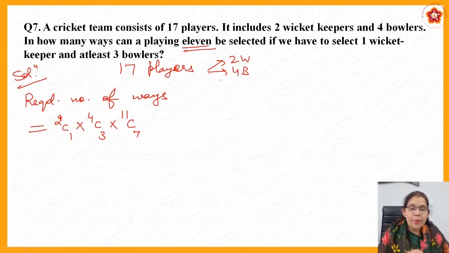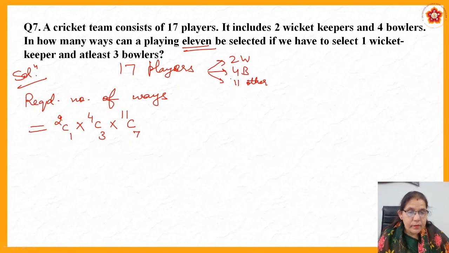Apart from wicket keepers and bowlers, there are 11 other members. Out of those 11 other members, we have chosen 7. Then only our team consists of 11 people. 1 plus 3 plus 7, 11 people. This is 1 we have written.